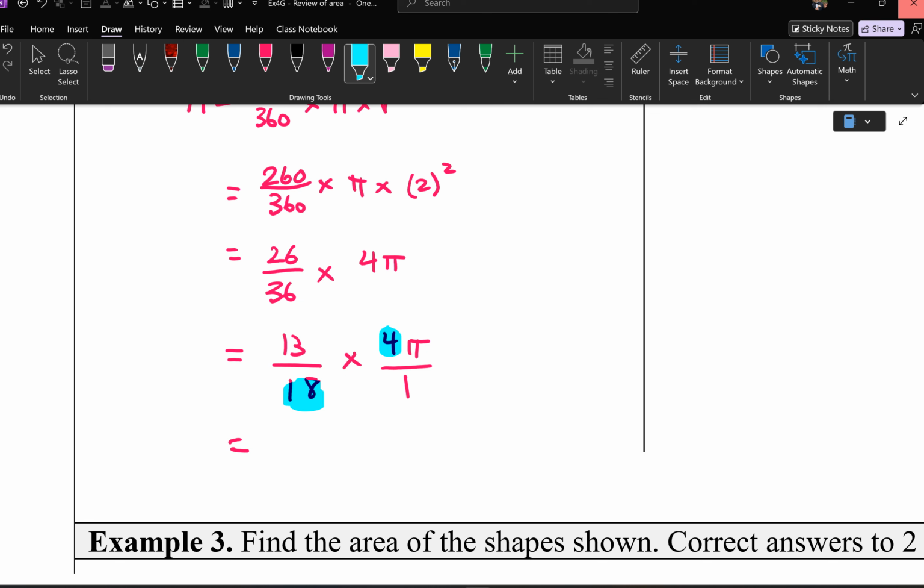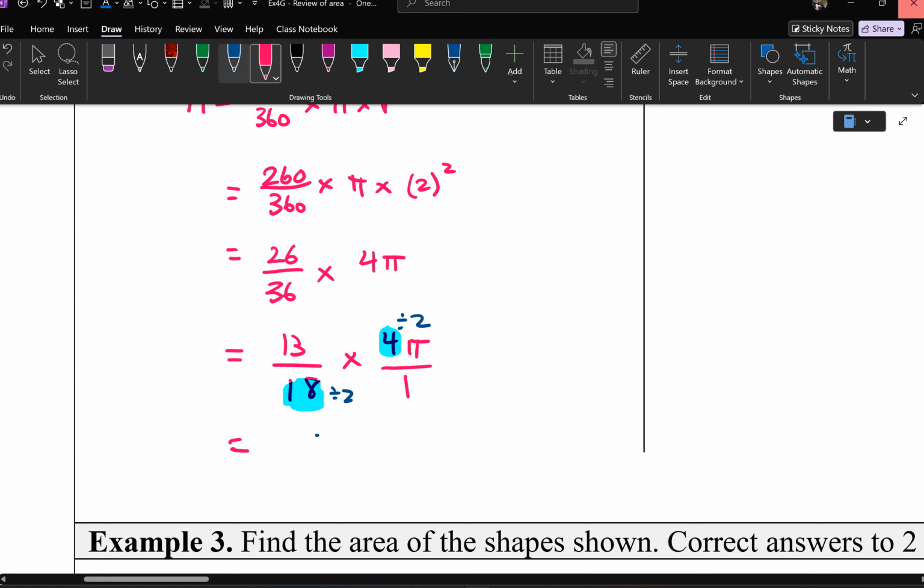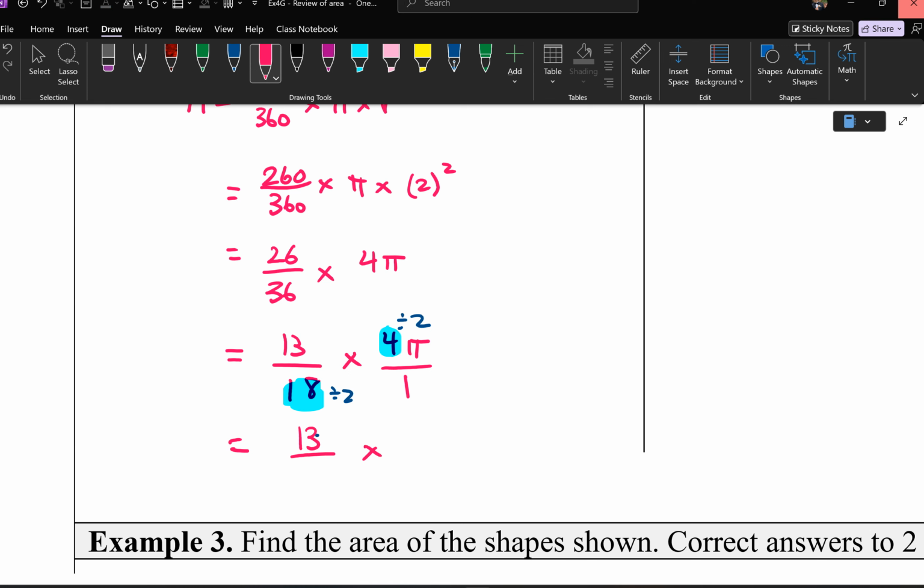4 and 18 has a common factor of 2, so I can say 2 goes into both, and that gives me now 13 times the 2 pi over 1, and 18 divided by 2 is 9, and now they don't have any more common factors. So as an exact answer, 13 times 2 is 26 pi, and then 9 times 1 is 9. This is the preferred answer that they would want you to leave at the end of year 11 and 12 when they say exact value.